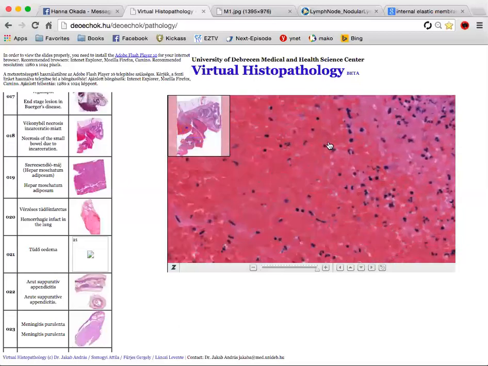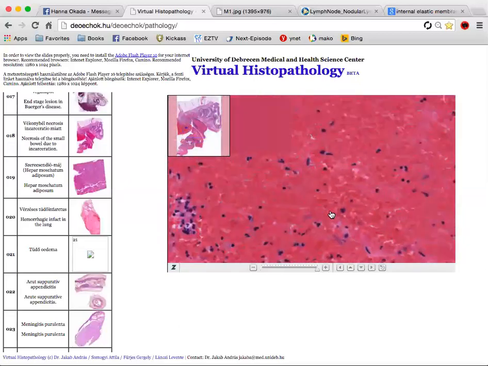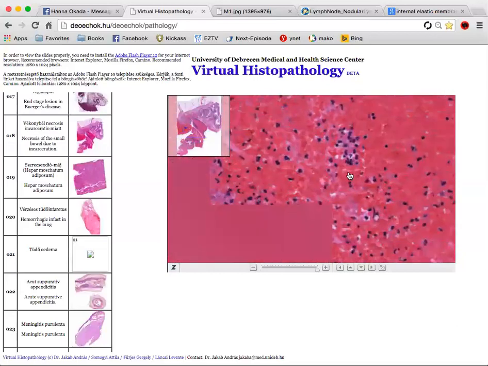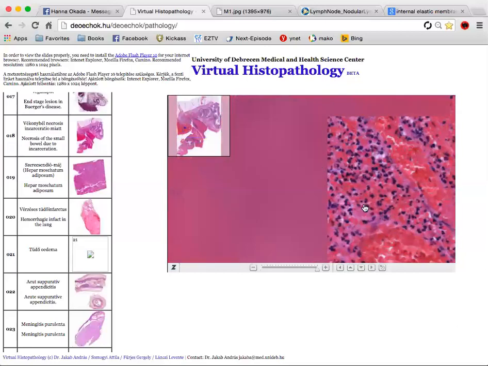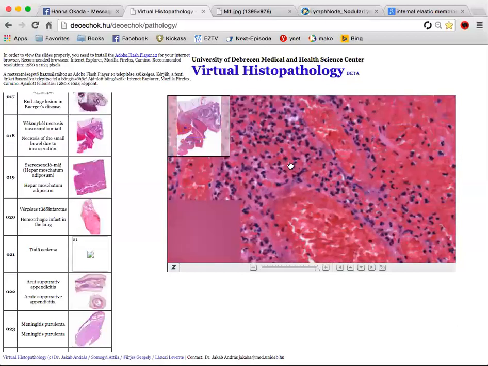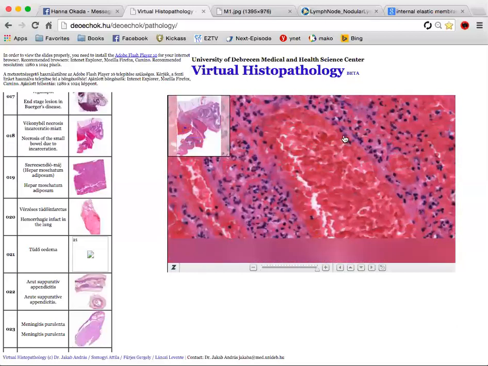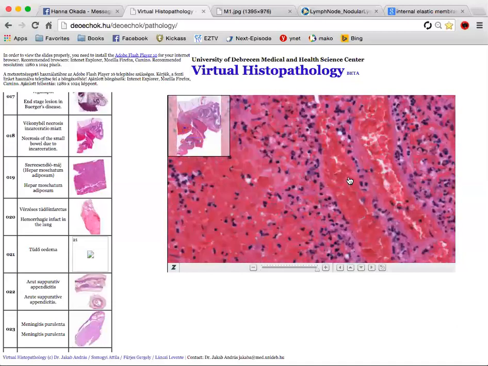Okay, so this is all just necrotic tissue with a lot of inflammation here. These are all neutrophils. This is an acute inflammation, and a lot of blood here in the tissue.